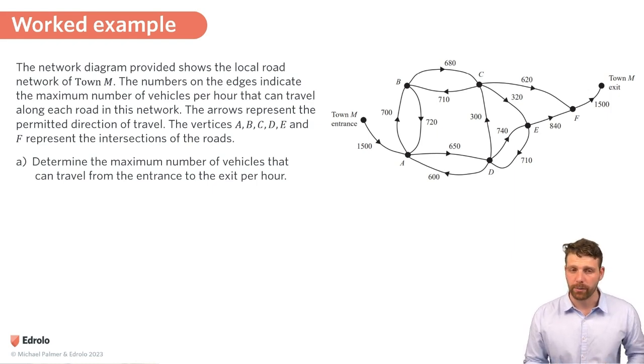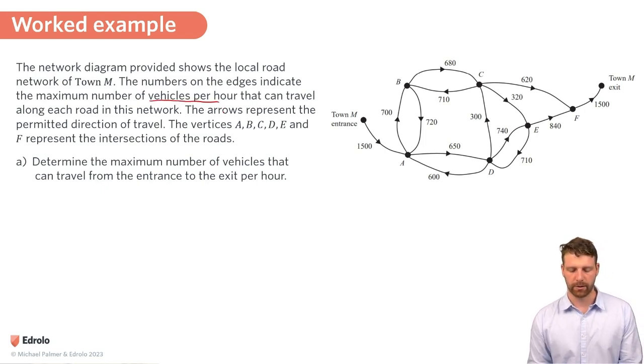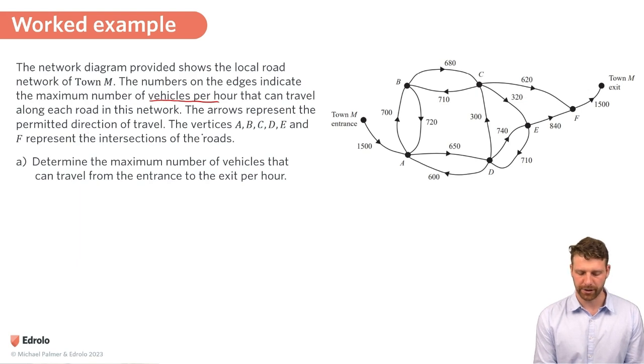Okay, the network diagram provided shows the local road network of town M. The numbers on the edges indicate the maximum number of vehicles per hour that can travel along each road in this network. The arrows represent the permitted direction of travel. The vertices A, B, C, D, E, and F represent the intersections of the roads. Okay, so we've got some flow problem. Part A says, determine the maximum number of vehicles that can travel from the entrance to the exit per hour.